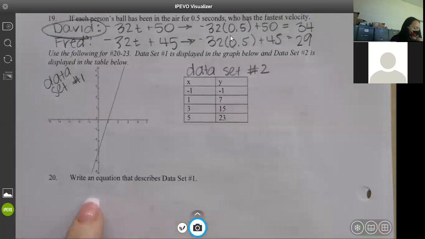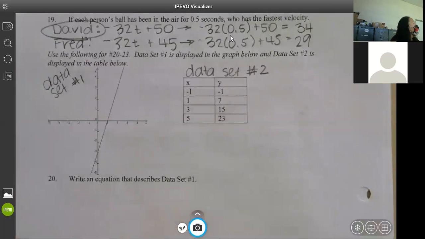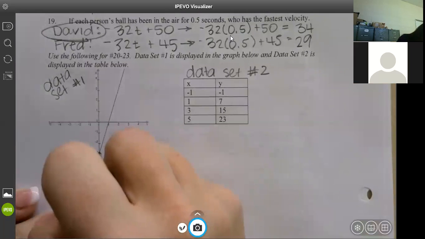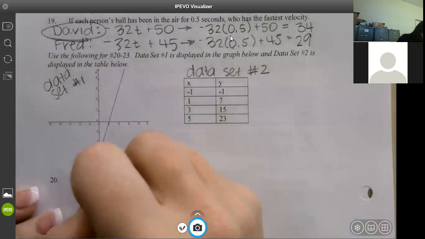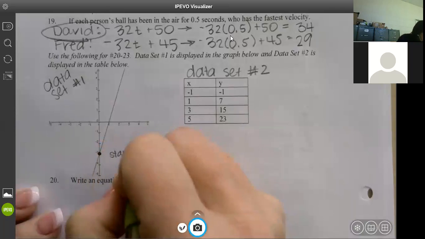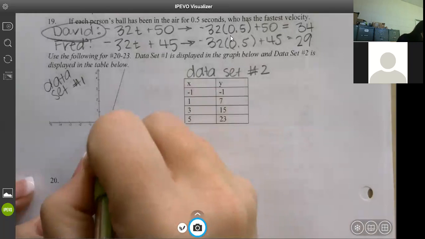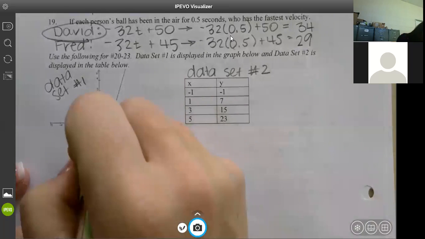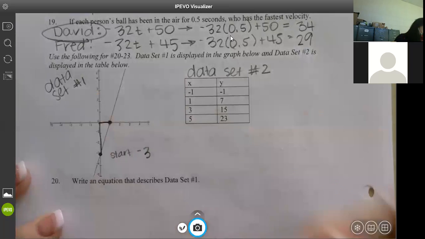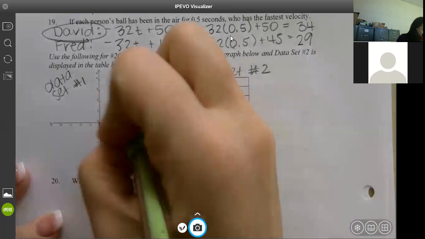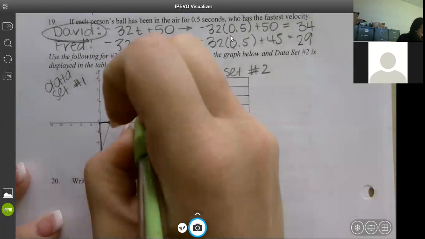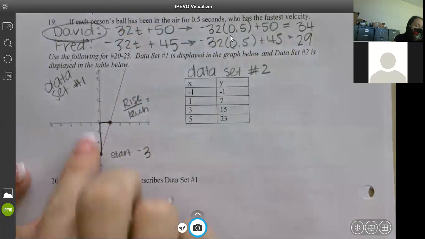So how do we write an equation for this line? Remember, we do where we start and our rise and our run, right? We need our slope and our intercept. So here's our y-intercept. So we start at negative 3. And then here's another good point at 1. What was our rise and our run? I need your help. What was our rise and our run?